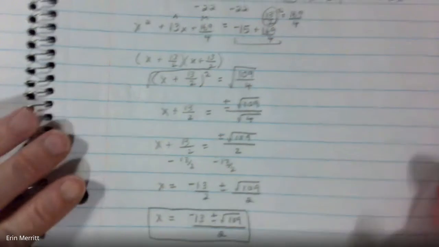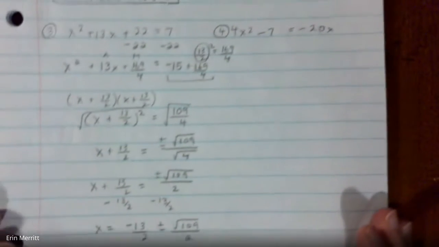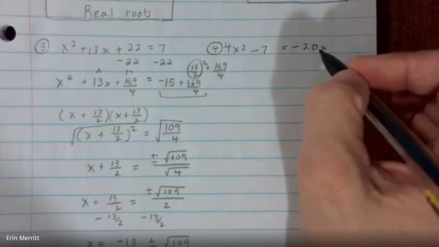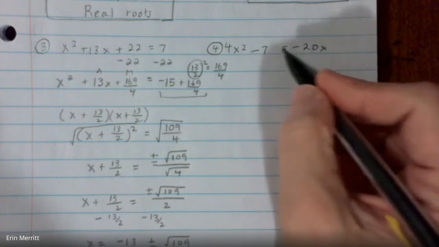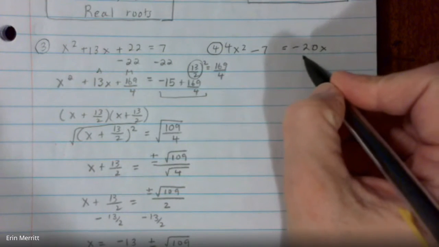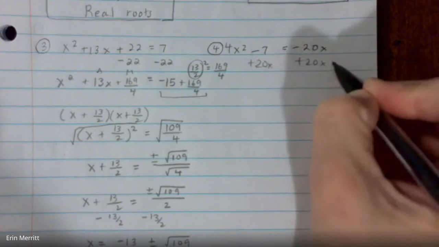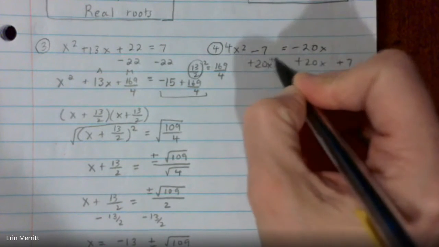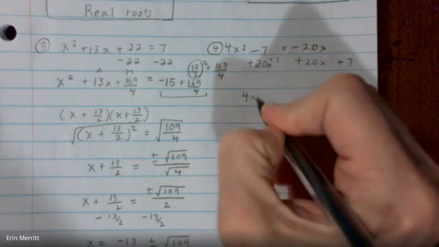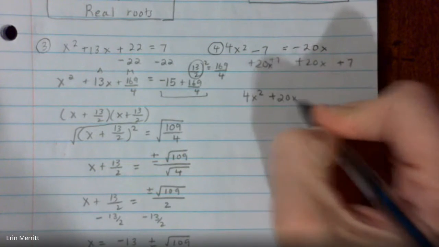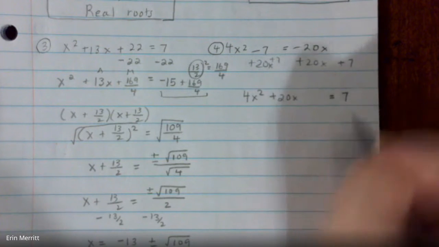All right, let's do one more like this, and then we'll do the one on the back. So for this one here, x is on one side, constant on the other. I'm going to add the 20x over to the left. In the same step, I'm going to add the 7 on over to the right. So this is going to give me 4x squared plus 20x and then equals 7.